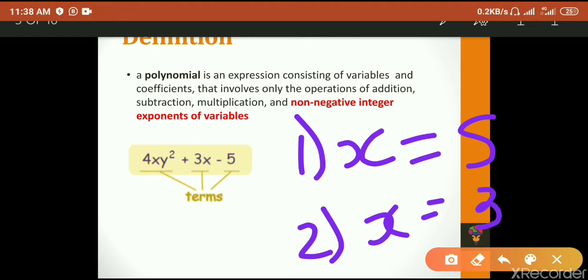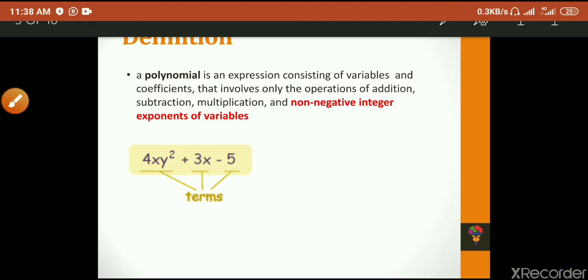So x can have very different values. Variable means vary, means change, so it can have different values. So these alphabets are known as variables. And what do you mean by coefficient?